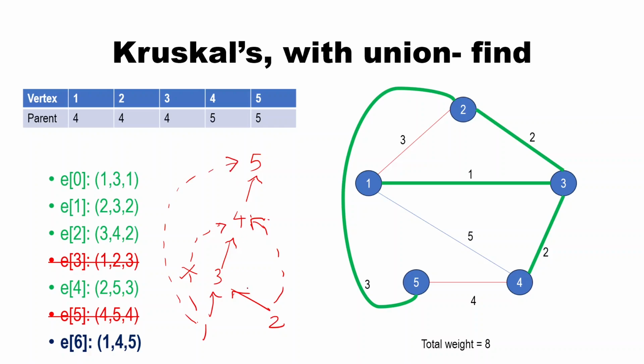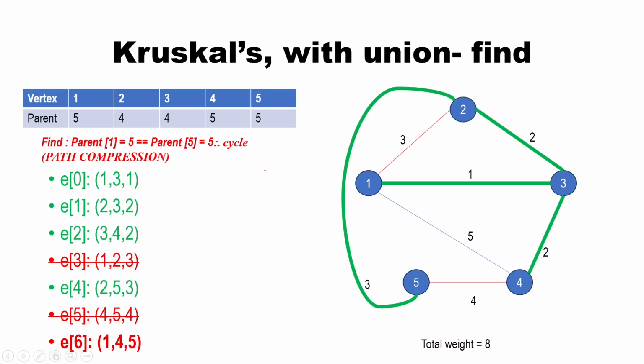Do we change it for 3 or 2 as of yet? No, because that was not a part of our find query. So we only perform it lazily when it is required. We update only the parent of 1. Because parent of 1 is equal to parent of 4, it should be parent of 4, not parent of 5, there is a cycle, and therefore we cannot add this edge. We have performed path compression as well. So finally all the edges have been considered, the total weight is 8, and this is our answer.